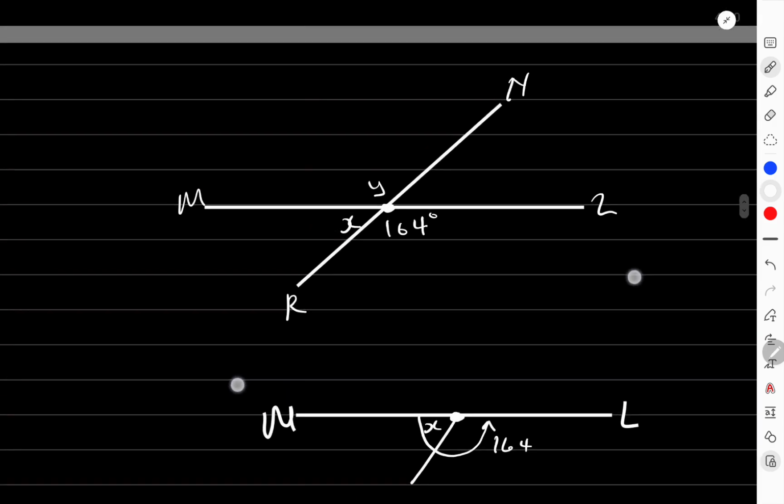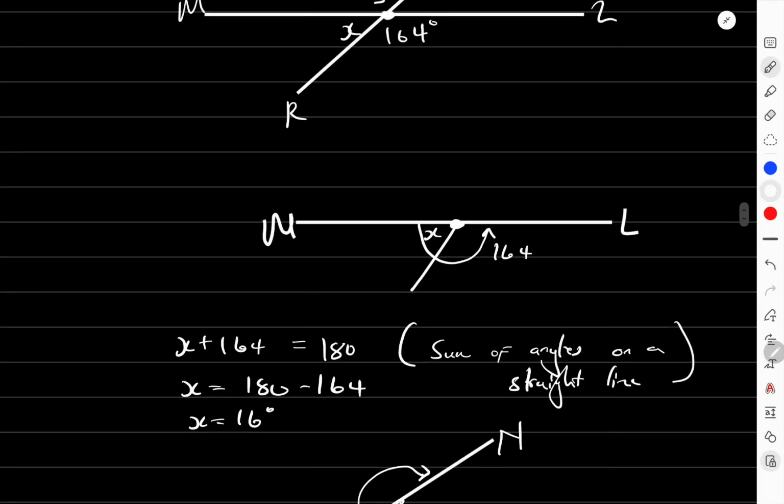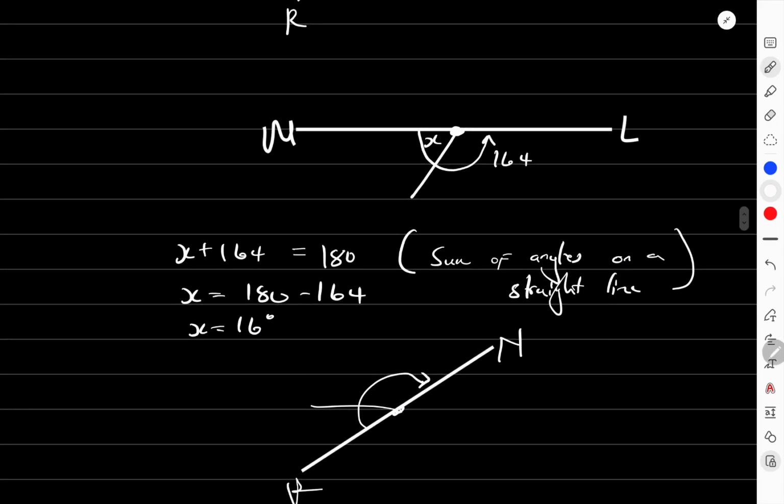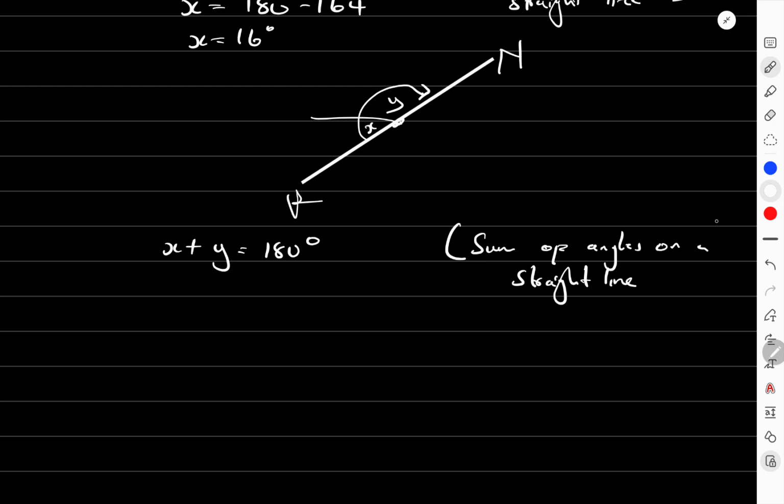Now, looking at my RN, it is a straight line. It means at the vertex of RN, the angles found there combined should give us 180 degrees. In my diagram, I have x here and y over there. Therefore, the value of x plus the value of y combined should give us 180 degrees, because these two angles are within a straight line. Therefore, the reason is sum of angles on a straight line.